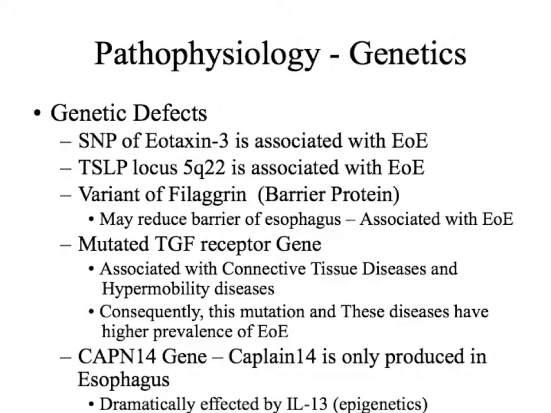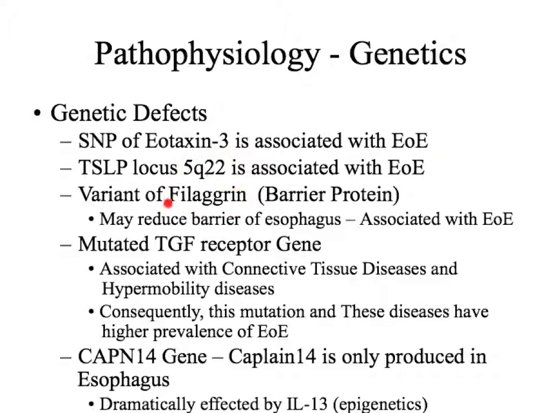So I said allergies were associated with this, but specifically there are some genetic defects that play a big role in the allergies. So for example, eotaxin has a single nucleotide polymorphism that's associated with eosinophilic esophagitis. This thymic stromal lymphopoietin on 5q22 is also associated with it.